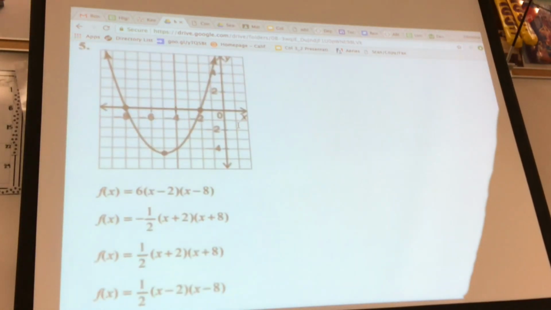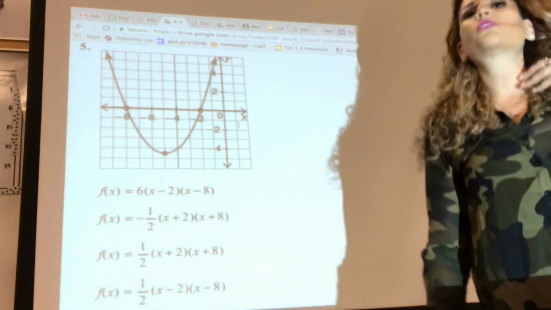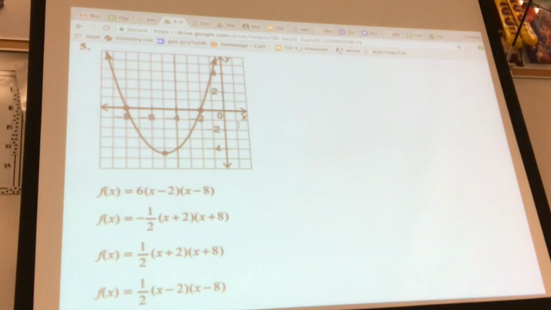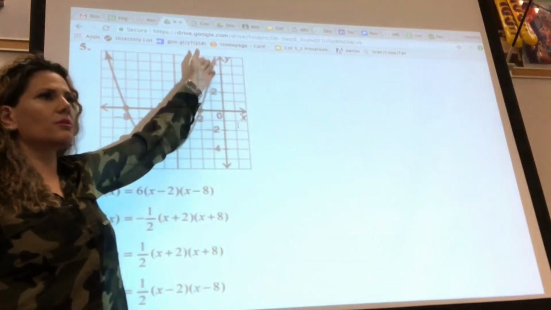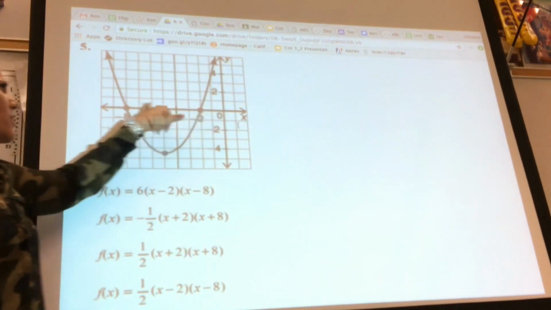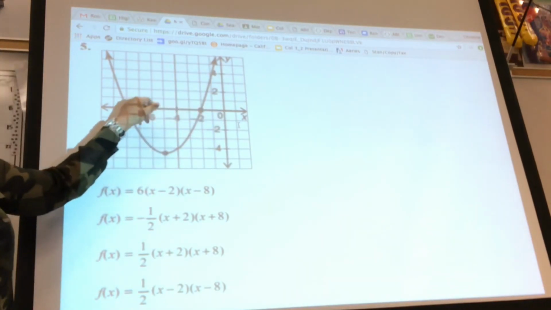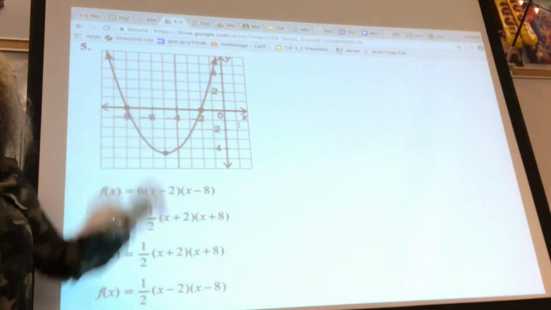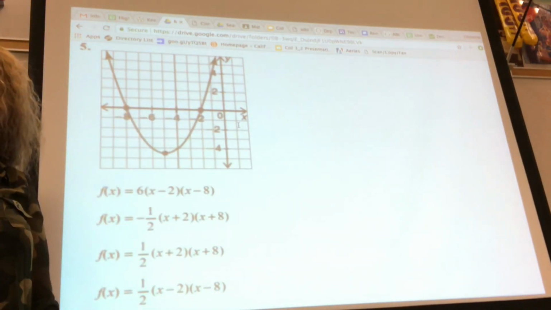The first graph from the warm-up is up on the overhead. Now I want to find which one is best describing the graph that is given. First thing I want to look at is the information that's given to me. They give me the vertex, and they give me the, what are these called? Or, what else are they called? Solutions, or zeros, or x-intercepts. They give me all of those things.